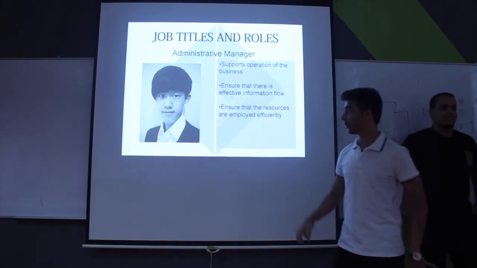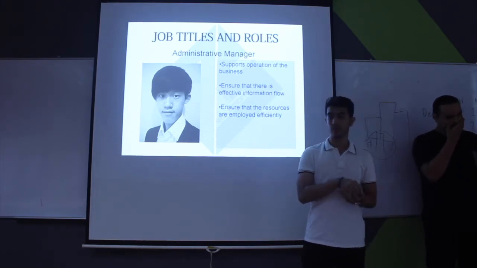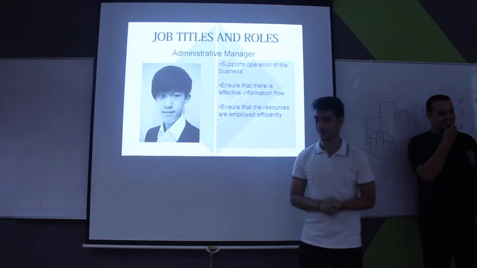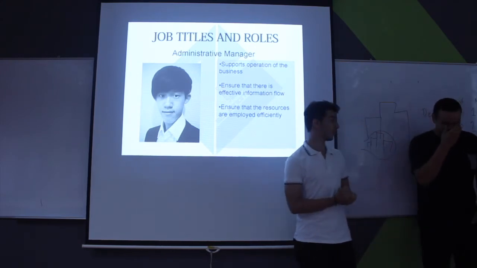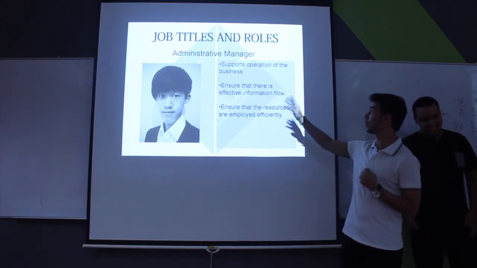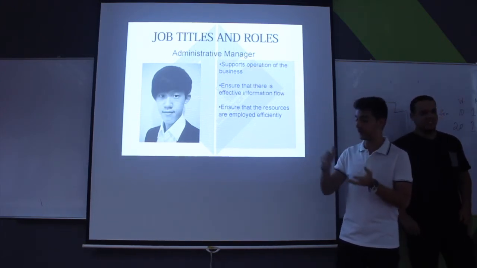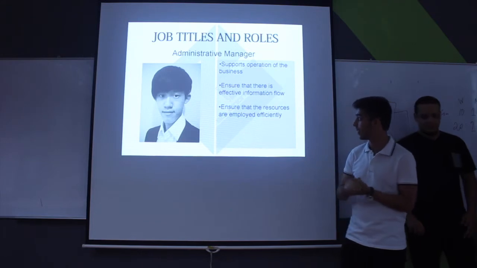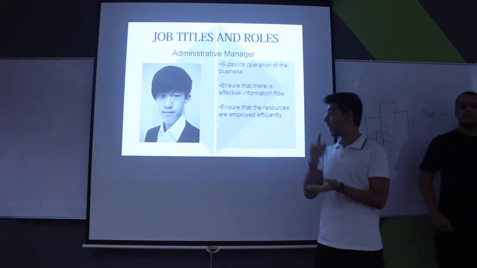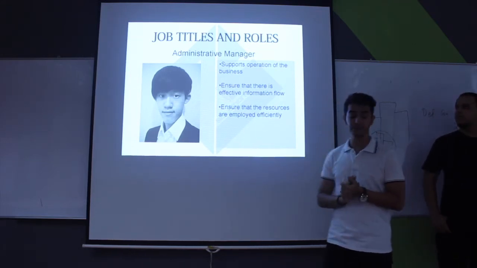Now I'm going to explain each colleague's role in our company. Starting with the manager, Koji. He's the one who supports the operation of the business and ensures that it's effective enough to have an effective information flow. Ensure that the resources are employed efficiently.